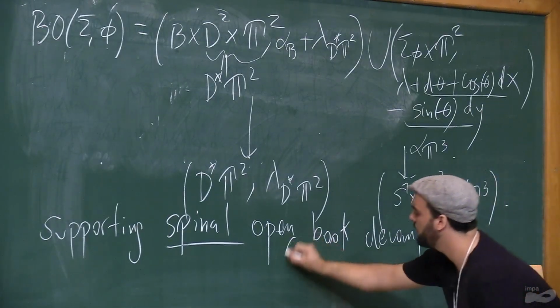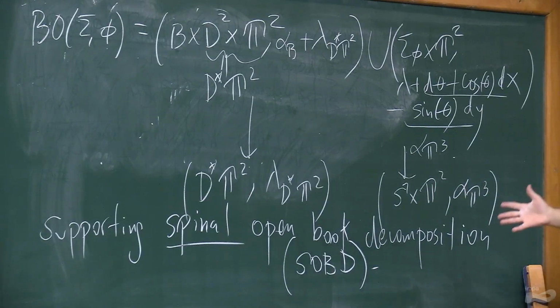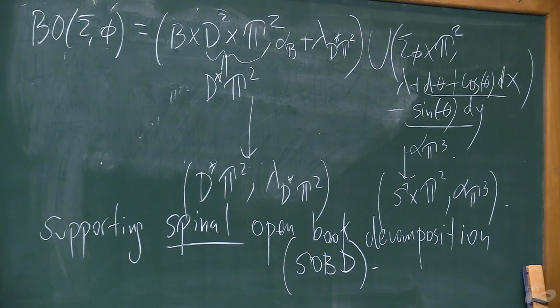Or SOBD. These spinal open book decompositions were introduced in work of Lisi, Van Horn-Morris, and Wendl in dimension 3. And there's also a notion in higher dimensions, which is basically something like that. So two fibrations glued together compatibly. And those structures, mimicking Giroux's correspondence in some sense, support contact structures. And this is one such instance.